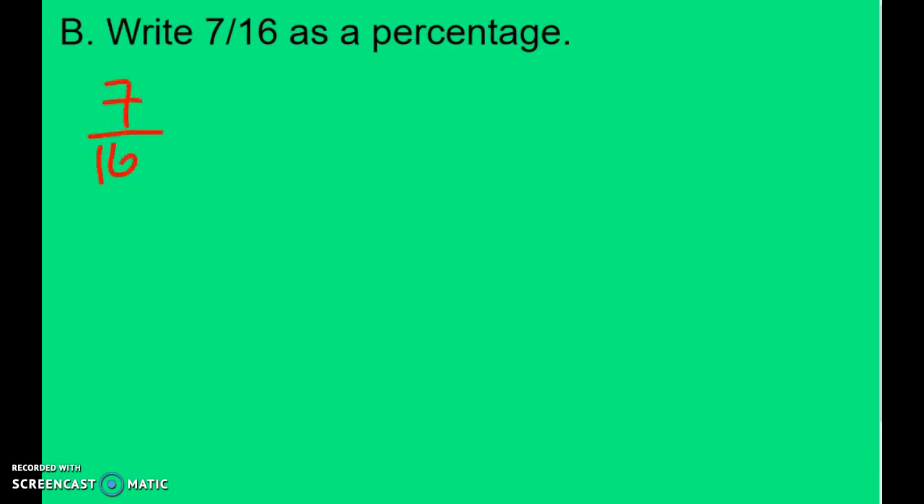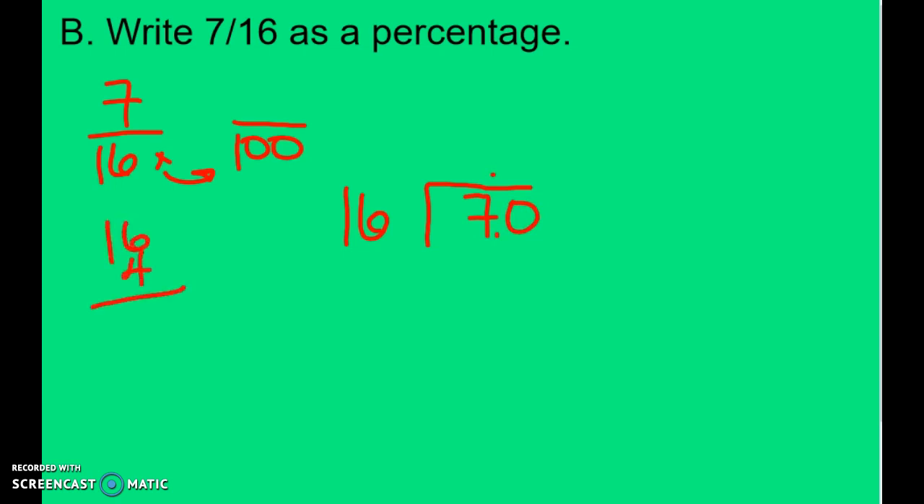Now our next example is 7/16 as a percentage. Okay, when we have 7/16, I can tell you there's not going to be a number we can multiply by to get to 100 perfectly. So we're going to have to do it a little bit different. Okay, this would be option 2. We're going to change that fraction to a decimal. So to do that, the 7 goes inside, the 16 goes on the outside. We put our decimal in, add a 0. How many times does 16 go into 70? I believe it's 4 times.